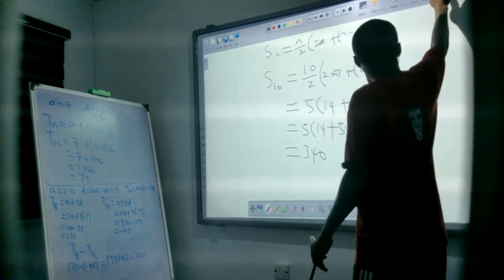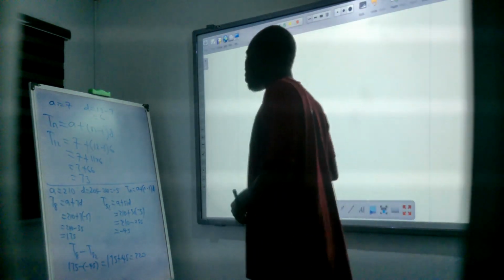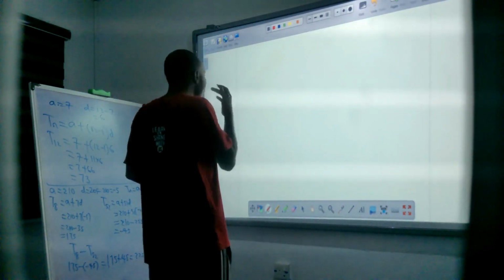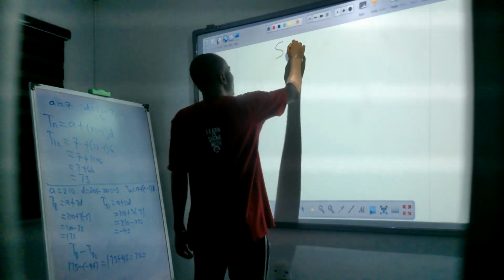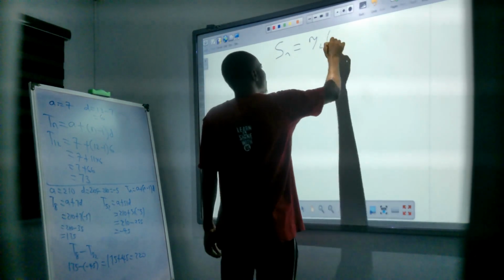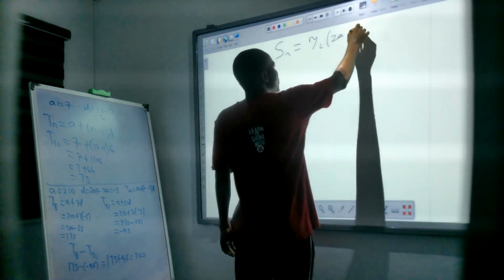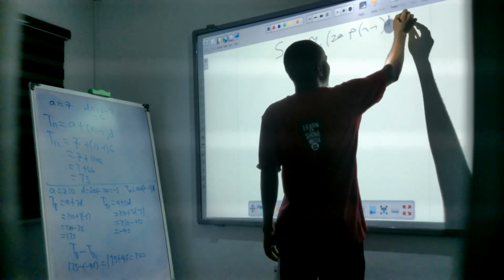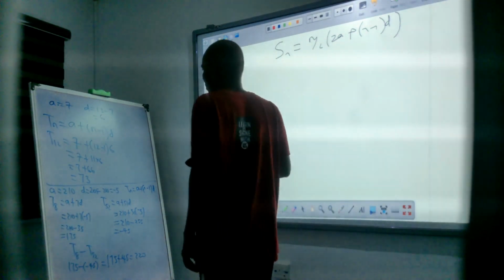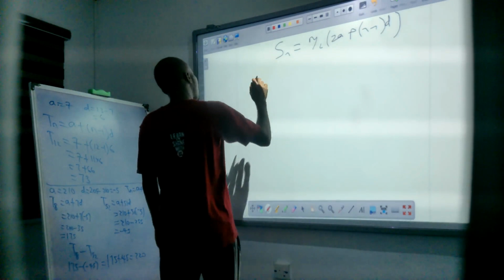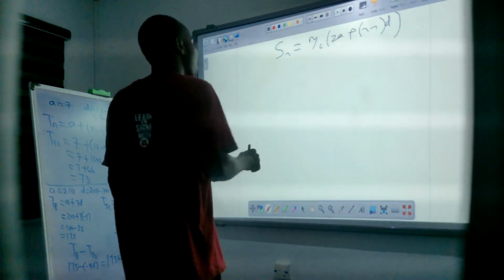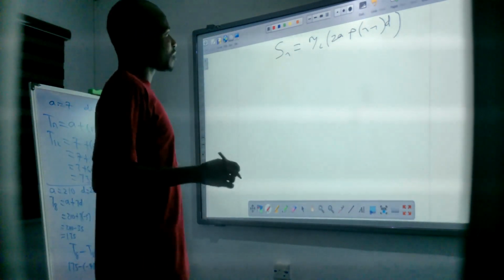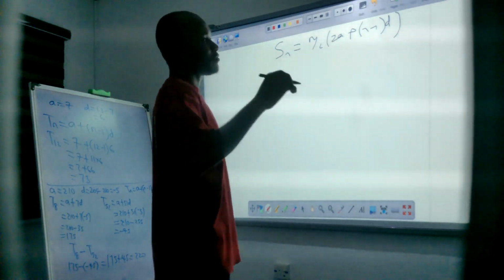Now, the next question for us, the B. The first one has been done. The B now, we are still using our formula, which is n over 2 times 2a plus n minus 1 d. Is that okay? So our A is 210, which is the first term.